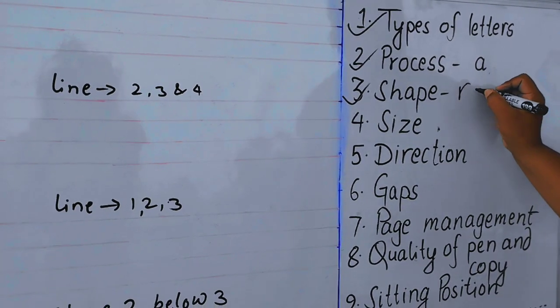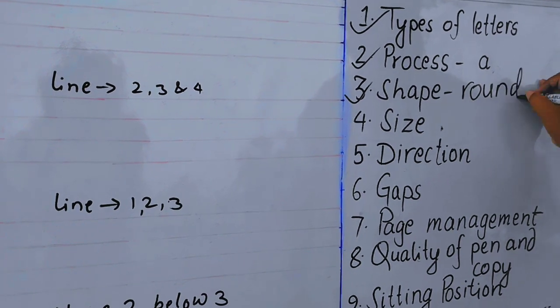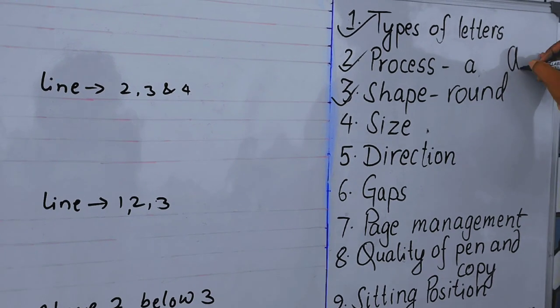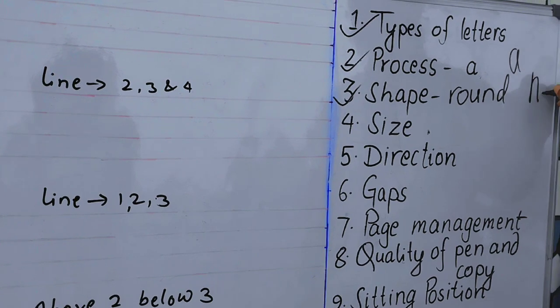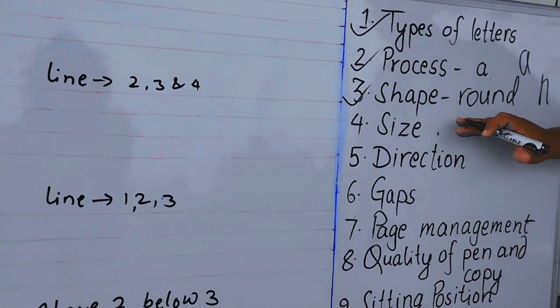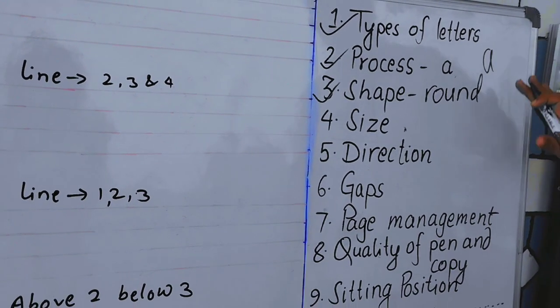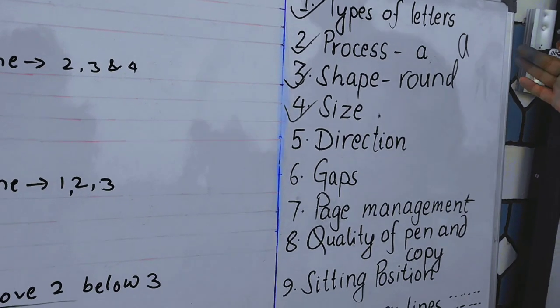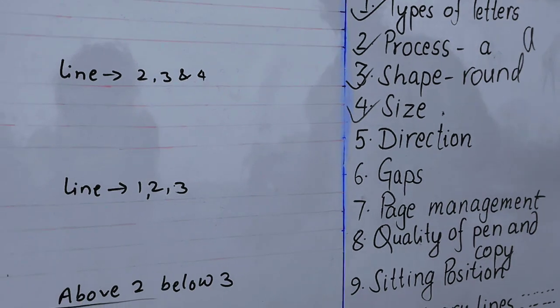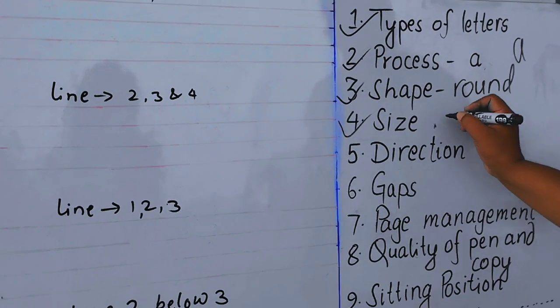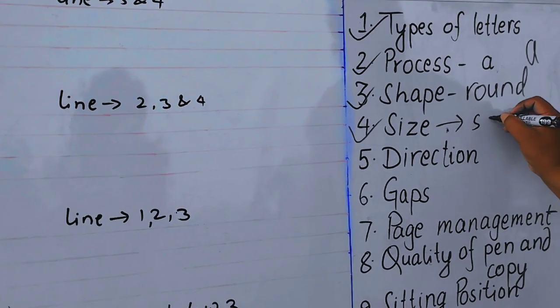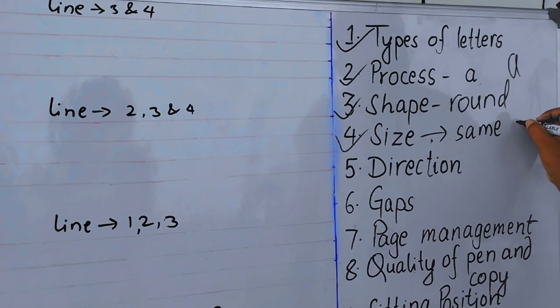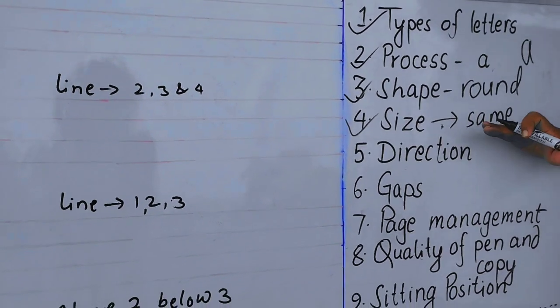And tip number 3 is your shape of your letters should be round. You cannot write like this, you cannot write like this. So maintain your shape very round. And tip number 4 is your size of small letters should be equal. Same size you need to write. Size of all the letters should be same.